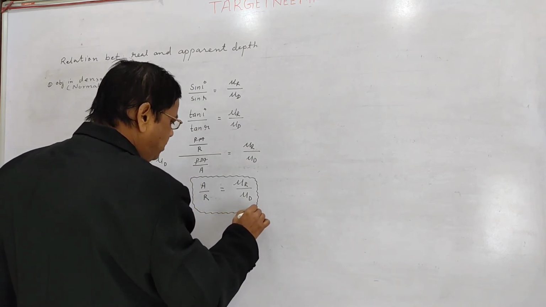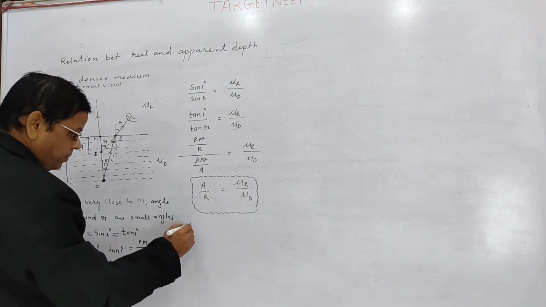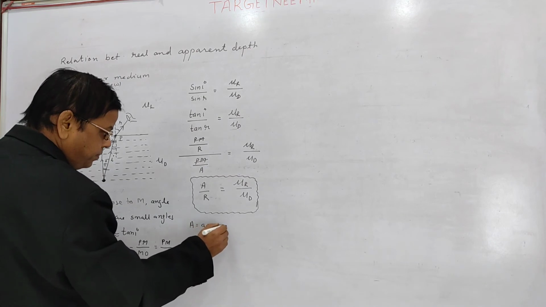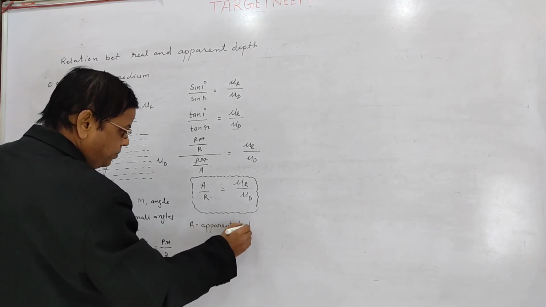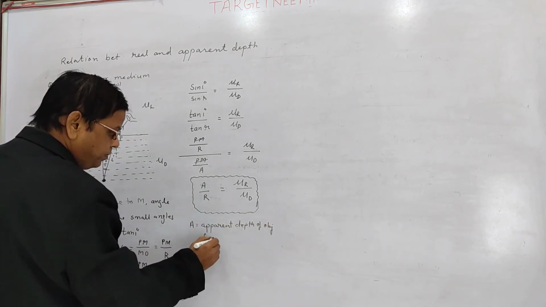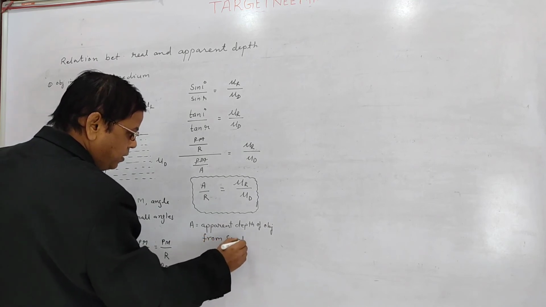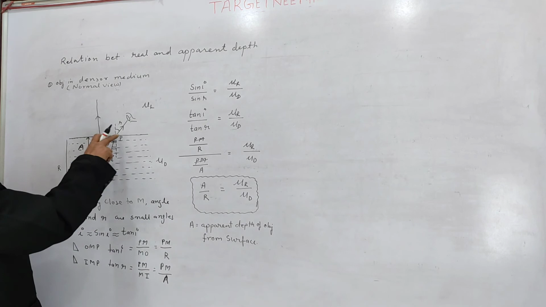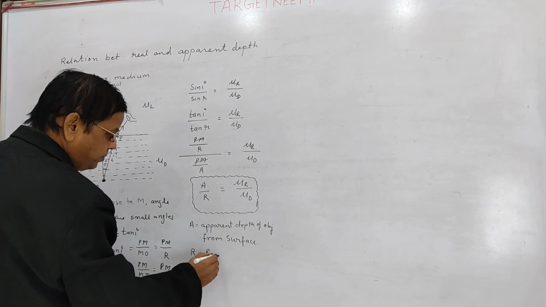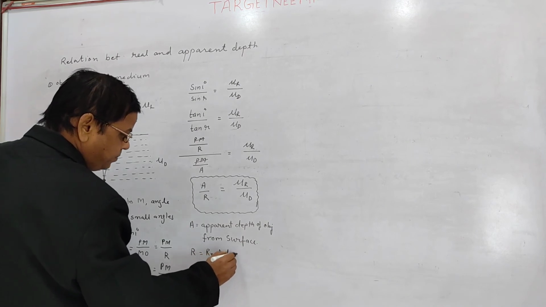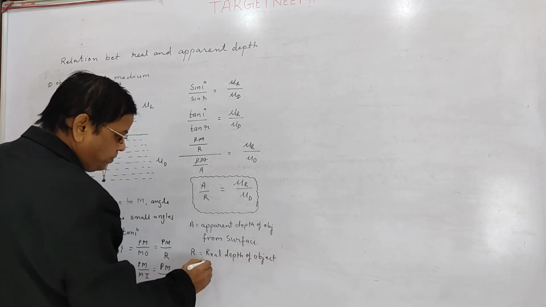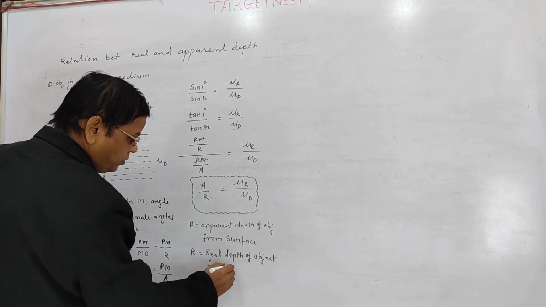Here A is the apparent depth of object from the surface. Surface means from here. Similarly, r is the real depth of object from the surface.